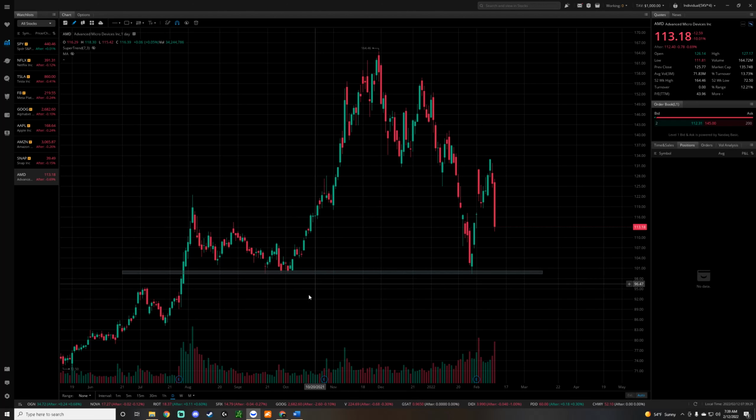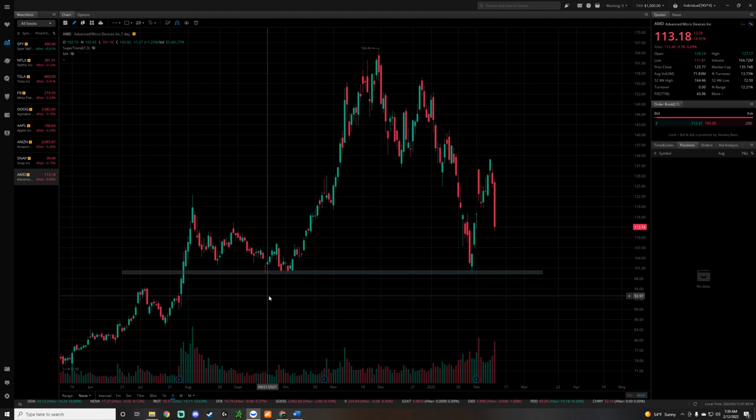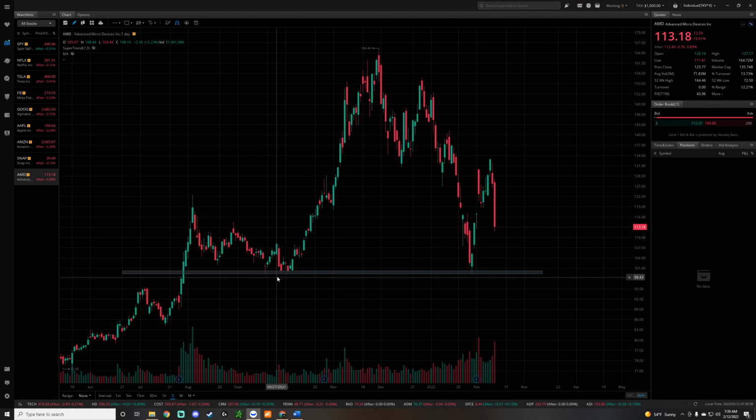So what I look for here is this key level of contention. Once the stock price gets to this key level, I'm looking for lower wicks, right? Because I'm looking for it to get down to this level, which means that the stock's going to be in a downtrend, such as here.